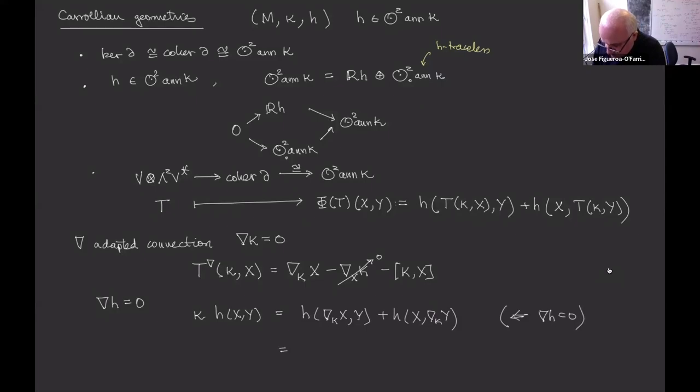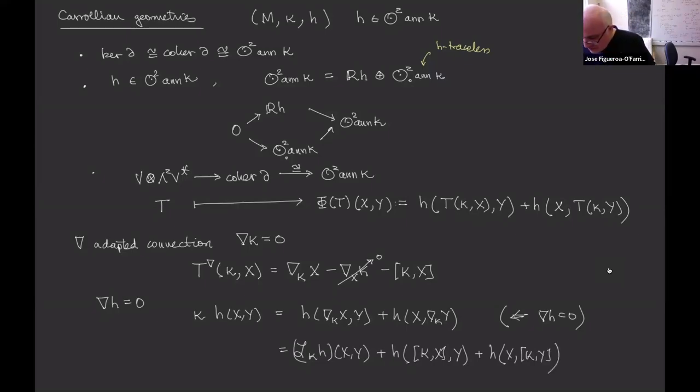But I could also think of this as the Lie derivative along kappa of the function h of X, Y. So I can expand this using the Lie derivative. So this would be the Lie derivative of h along kappa acting on X, Y plus h of the Lie derivative, which is just the Lie bracket. Sorry, I'm not being very clear. All right. So these two things are the same.